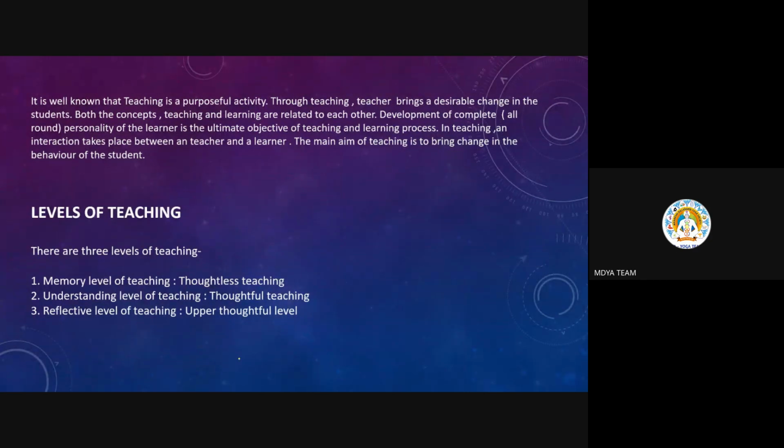Purposeful activity means there are some predefined goals related with this activity. Through teaching, the teacher brings a desirable change. Just see, these are all just synonyms: purposeful activity and teaching. There is no teaching without learning. There are predetermined goals, behavior modification. These are just synonyms. The teacher brings a desirable change in the student. Both the concepts, teaching and learning, are related to each other.